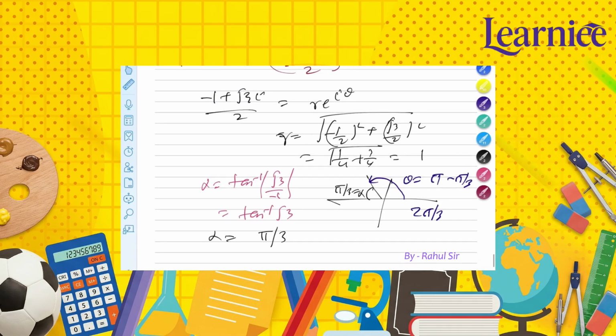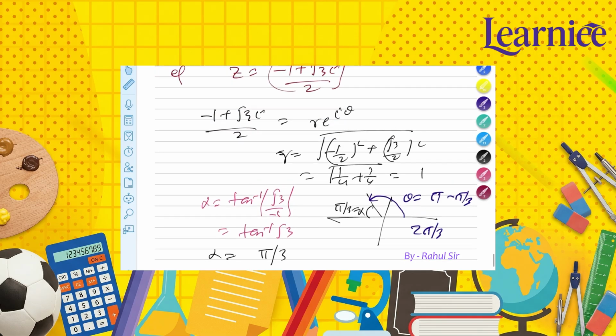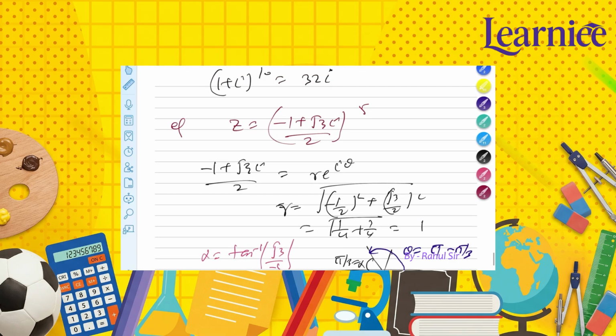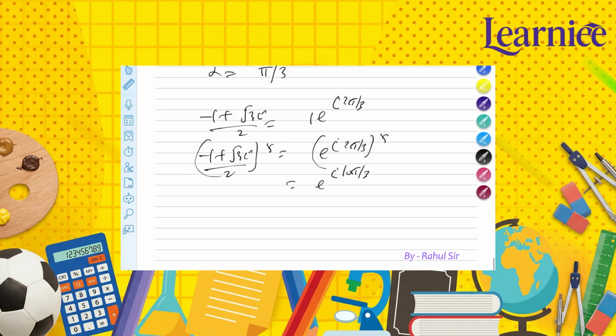So we have minus 1 plus root 3 i by 2 equal to r, which is 1, times e to the power i 2 pi by 3. But we need the power 5. Our question is to solve it to the power 5. So (minus 1 plus root 3 i by 2) to the power 5 is e to the power i 2 pi by 3, all to the power 5, that is e to the power i 10 pi by 3. Now if you want to solve, convert it into the standard form a plus ib.